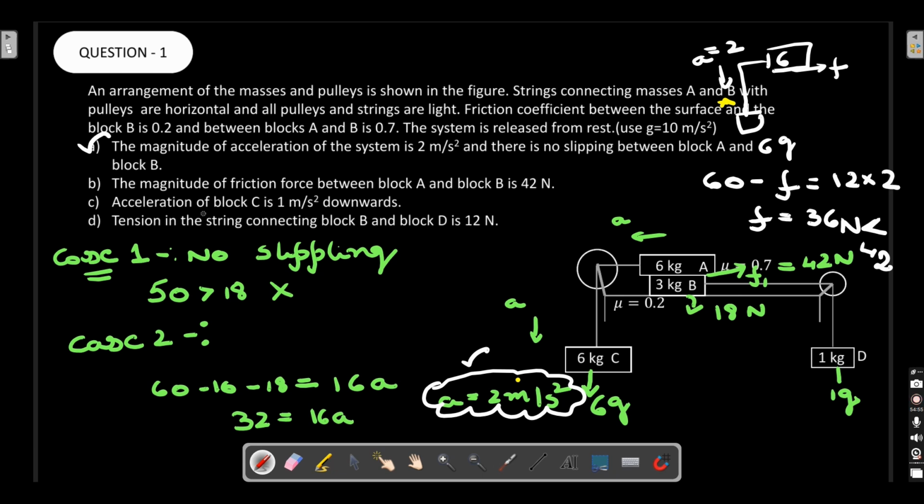Acceleration of block C is of course wrong. And then it's the tension in the string connected to block B and D. They are asking this particular tension. Let's say this is tension. Here you are moving up with an acceleration and this is g. So T minus 10 is equal to 1 into 2. So T is equal to 12 Newton.